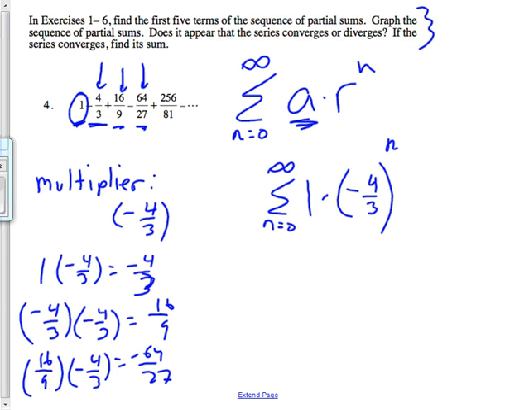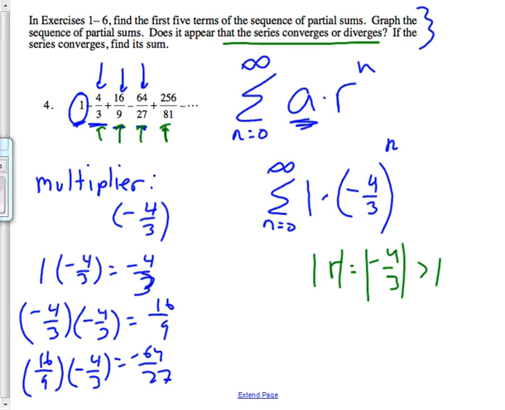So the question is, does it appear that the series converges or diverges? Well, even before we look at the r value, these numbers are getting bigger and bigger and bigger. So the fact that they're getting bigger and bigger, to me, implies that it's going to diverge. But if we want to use our rule, we can say our r value is -4/3, and the absolute value of that is greater than 1. Therefore, does it appear that the series converges or diverges? It clearly diverges because the absolute value of my r value is greater than 1.